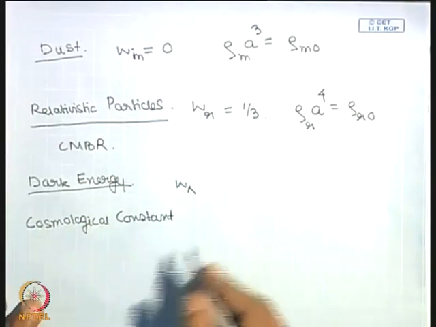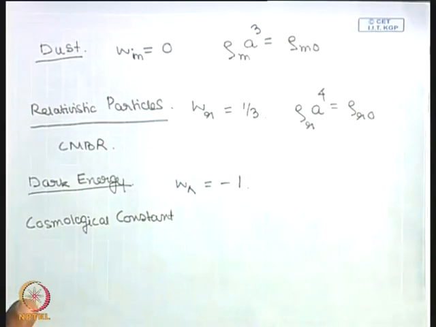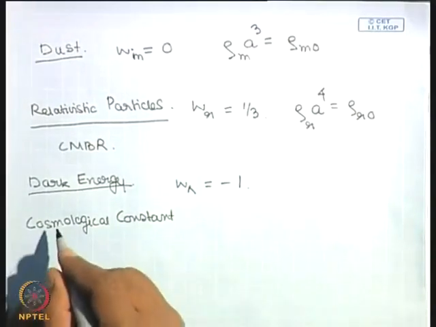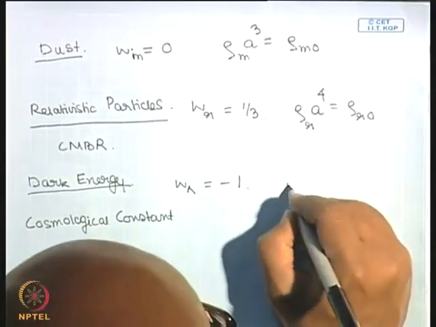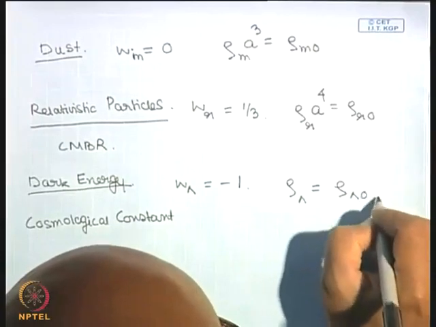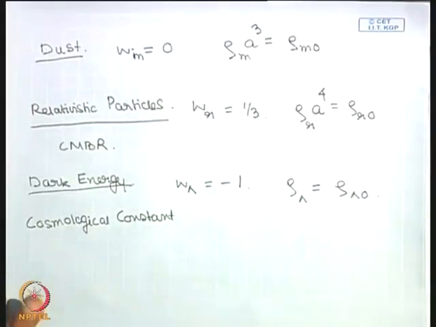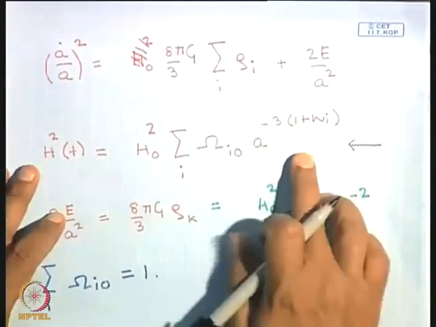This is a constituent of the universe whose pressure is minus rho c square. Okay, that's basically by and large all that we know about it. So for this, rho lambda is equal to rho lambda naught. In addition, we have the curvature, which is not a real component. It is the way that we have introduced this constant of integration in this equation.